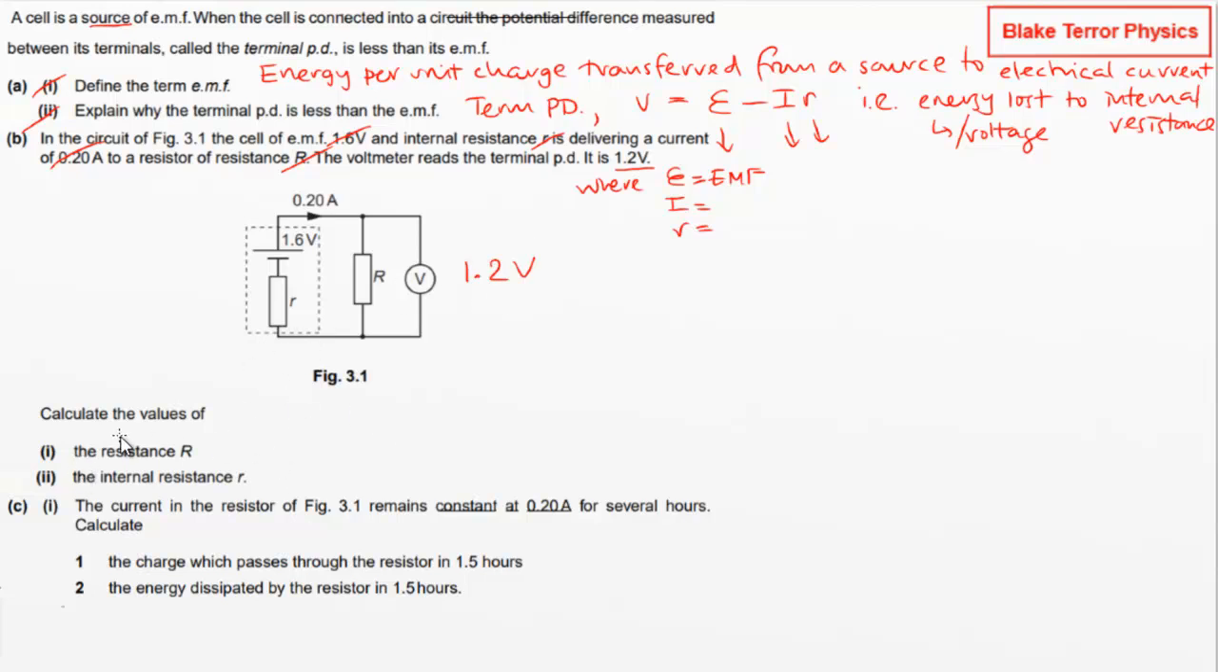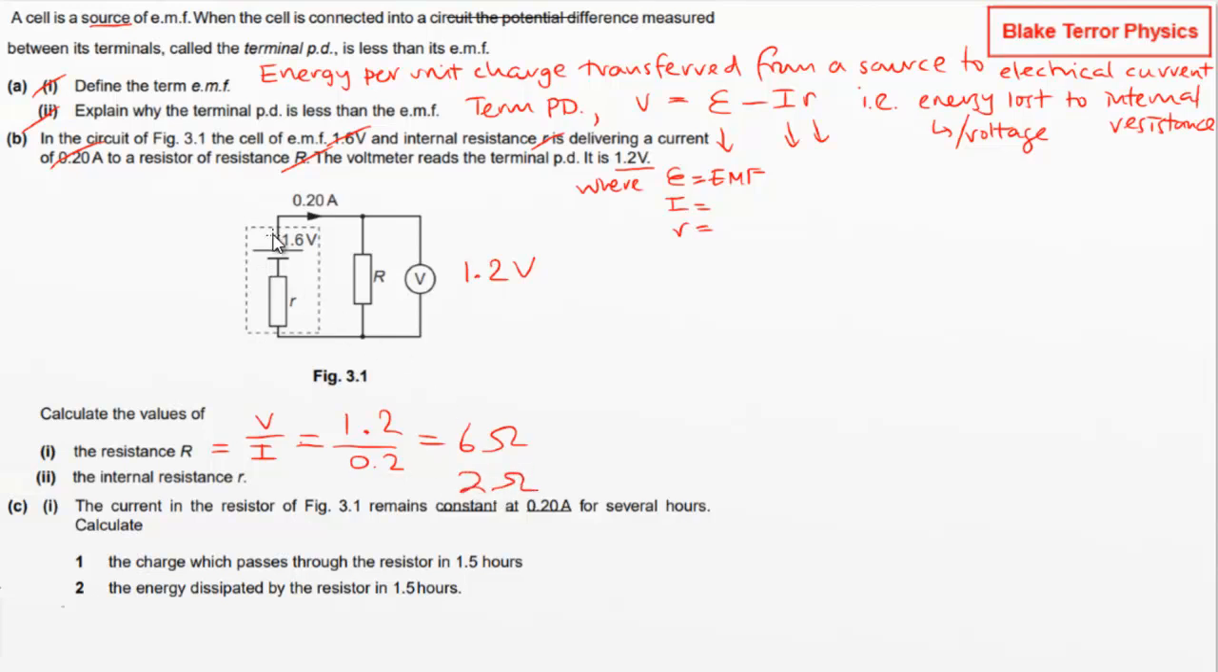Calculate the value of the resistance big R. So that is going to be equal to the PD across it divided by the current. So that's 1.2 volts divided by 0.2 amps. So that's 6 ohms. What's the internal resistance little r? Well, we've got a quarter of the voltage across the internal resistance, so we must have a quarter of the resistance, so it's got to be 2 ohms, so we got 2 out of 8.